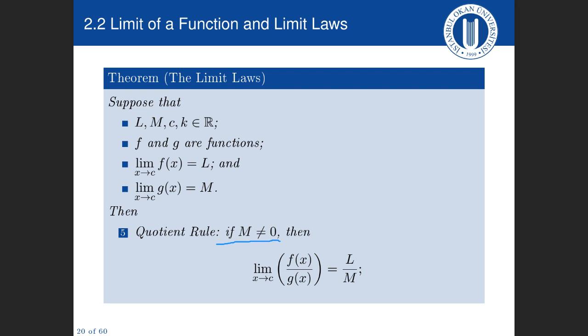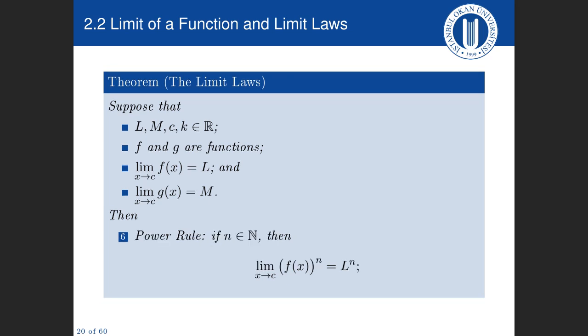Rule number six, there's seven of these rules. Rule number six is called the power rule. If n is a natural number, that's the numbers 1, 2, 3, 4, 5, etc., then we could calculate the limit of f to the power n. And that's the same as the limit of f all to the power of n. If it's unclear, on the left side, I'm imagining that there are brackets just here. But because of this rule, it doesn't matter where we put the brackets.